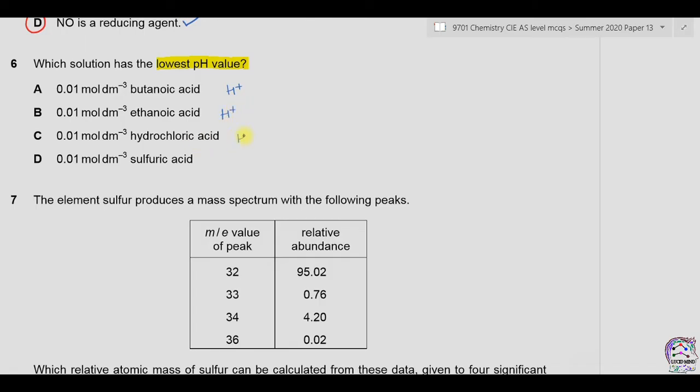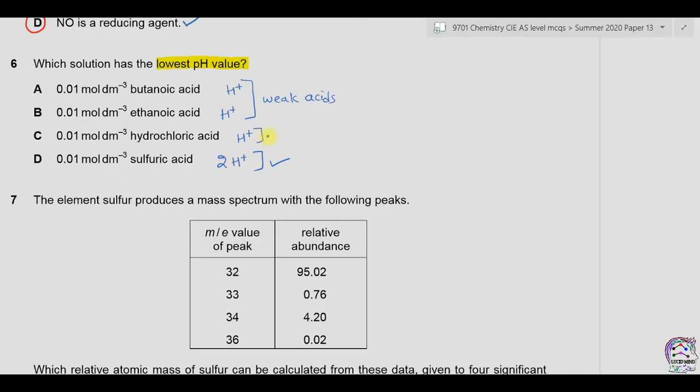For 1 mole of HCl, we will produce 1 mole of H positive ions. But for 1 mole of sulfuric acid, actually we can produce 2 moles of H positive ions. Now butanoic and ethanoic acid, they are weakly ionized, so therefore they are weak acids. HCl is a strong acid and H2SO4 is also a strong acid, but the number of H positive ions in the similar molarity or similar concentration of these acids is H2SO4 will have more number of H positive ions, so therefore H2SO4 is strongest acid among these two.